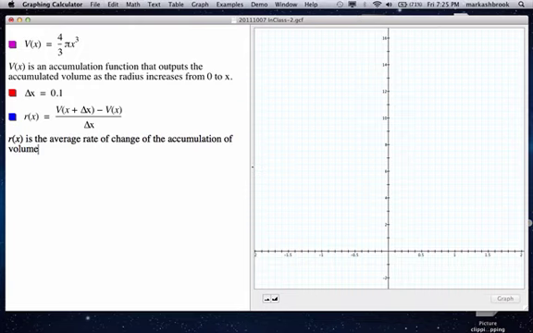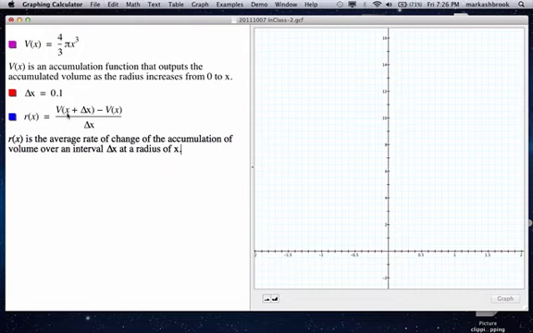So it's how fast this accumulation is changing, okay, as an average rate over the interval of width delta x at a radius of x. So it's the average rate of change of the accumulation of volume over an interval delta x at a radius of x. Okay, so it's how fast the volume is accumulating, as an average rate over an interval delta x, for a given radius x.